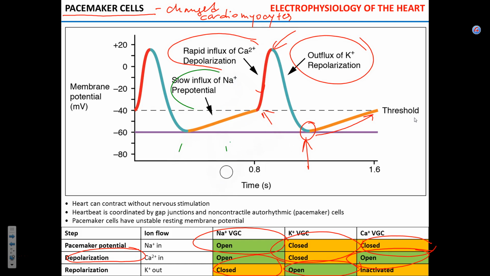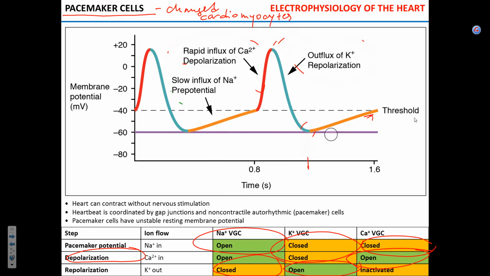And since all channels are voltage gated, I'm not going to mention gating, okay? I'm just going to use ions in the direction of the flow. Deal? So here, during the pacemaker potential, which ions flow? Only sodium. Slow or fast? Slow. Where? Into the cell.